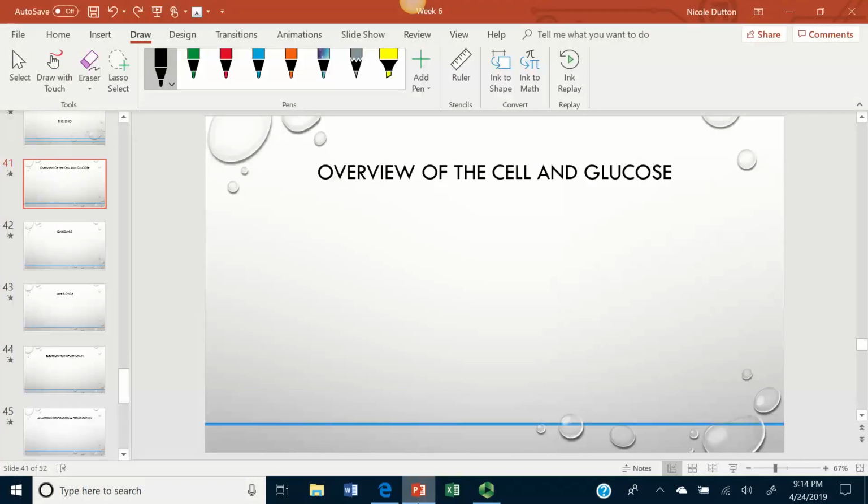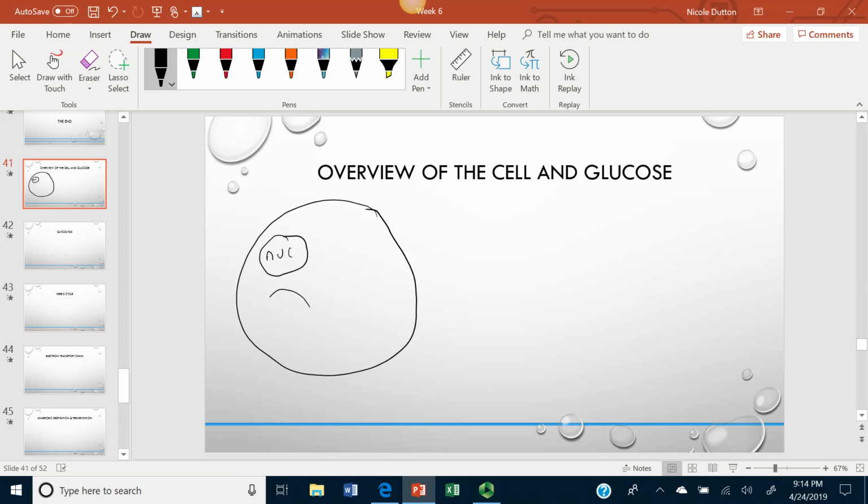So now we're going to talk about an overview of the cell and glucose and then get into a discussion about cellular respiration. With a eukaryotic cell, we have a plasma membrane, a nucleus, and then we have mitochondria, which have a double membrane.